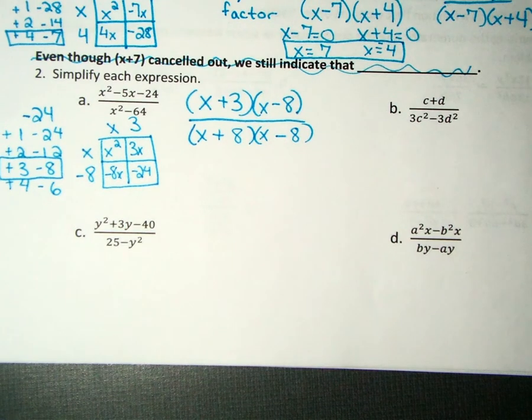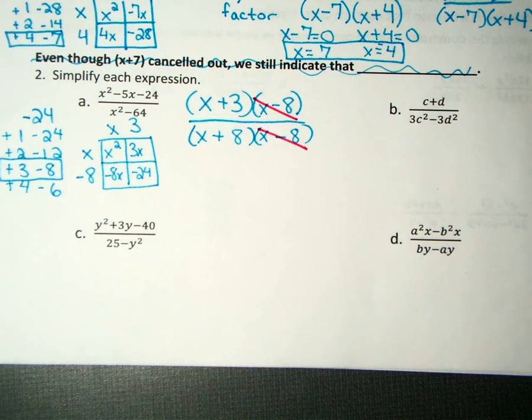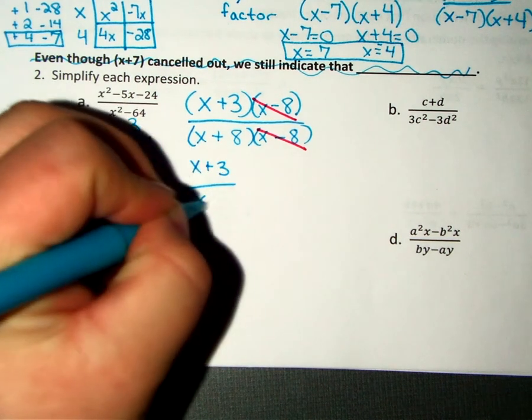Once everything has been factored out, then you're going to look to see what terms are in common on top and bottom. So I have an x minus 8 on the top and bottom, so those cancel out. And I'm left with just x plus 3 and x plus 8.